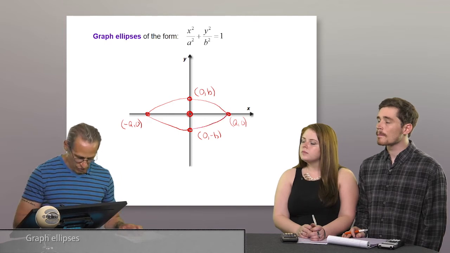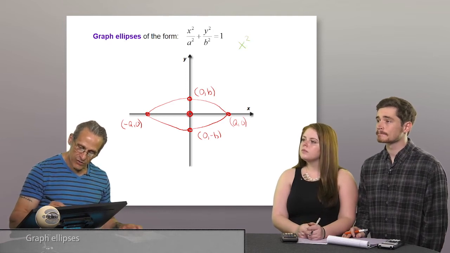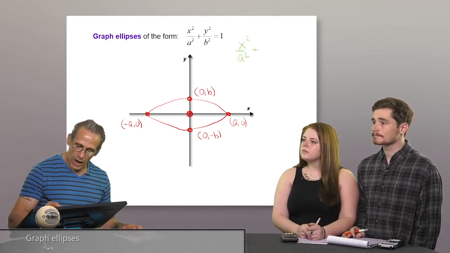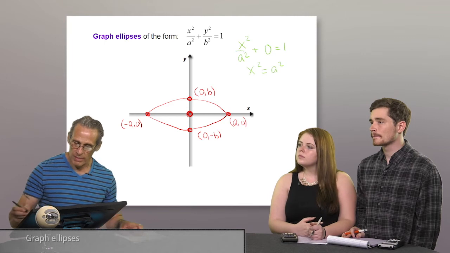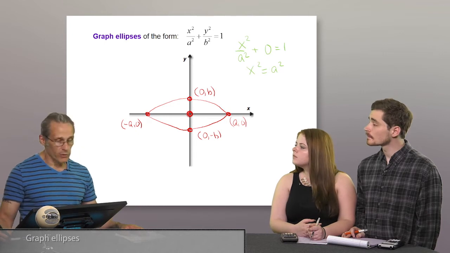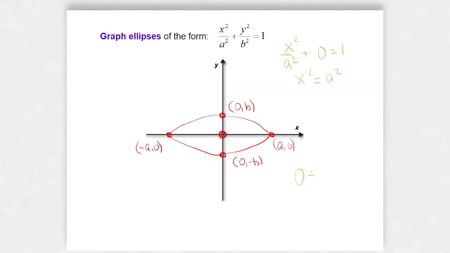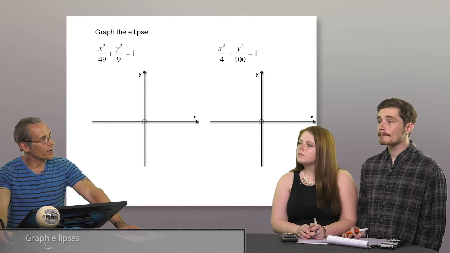Now if you're wondering why, just off to the side, I can show you very quickly. If I find my x-intercepts, then y is 0, and we end up with x squared equals a squared, so my x-intercepts are plus and minus a. The same thought process holds for the y-intercepts. x would be 0, so I'd have 0 plus y squared over b squared equals 1, and then y squared equals b squared. So my y-intercepts would be (0, plus and minus b). That makes graphing these pretty quick.